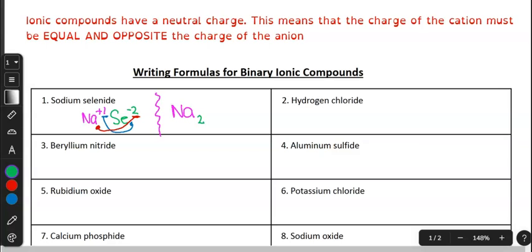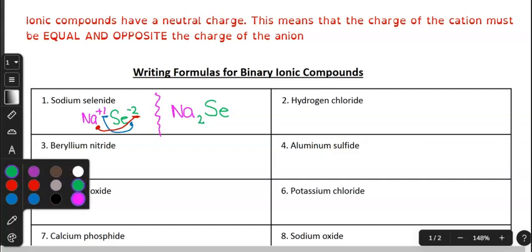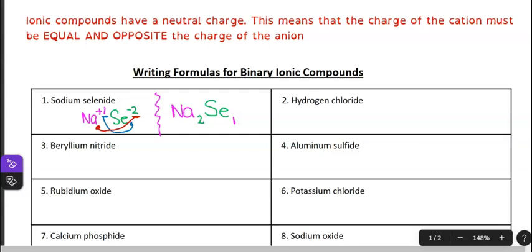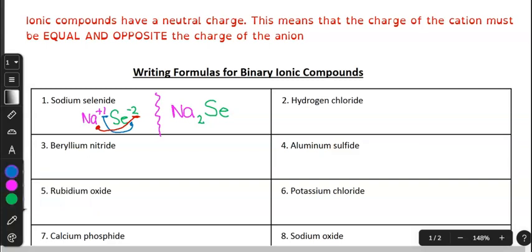So notice that I'm color coding this for you. And you have Se with a subscript of 1. But like I said, we don't write ones in chemistry, so I'm going to erase that pink 1, and this here is your final answer. This is sodium selenide.